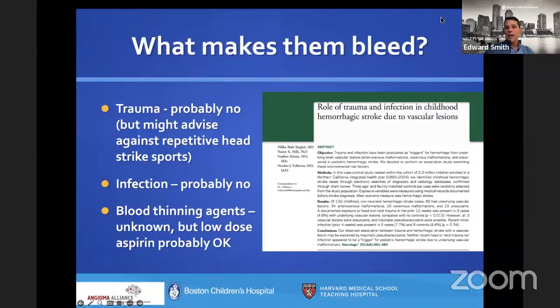A big question we get a lot in our service is, what makes these things bleed? And so there was a very nice paper written by one of our colleagues, Heather Fullerton at UCSF.